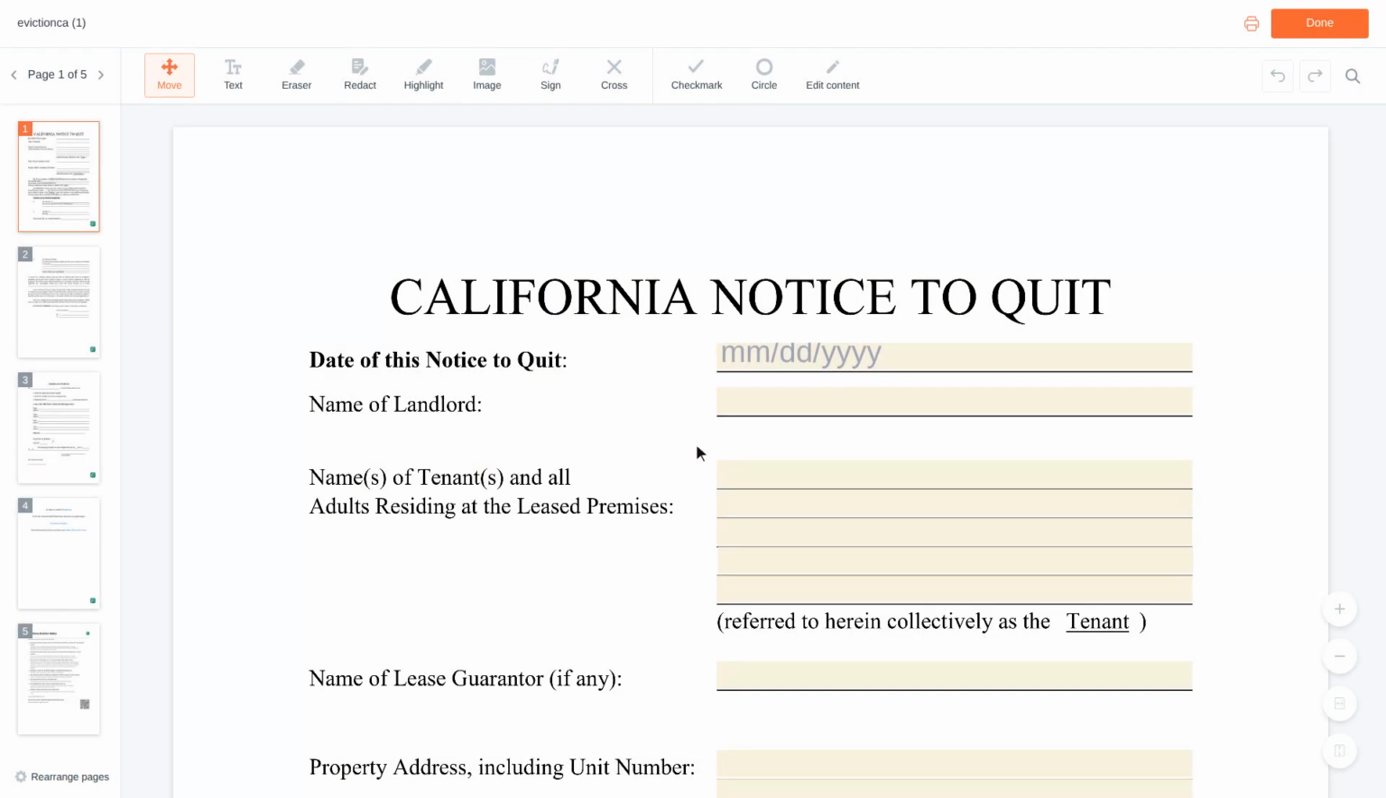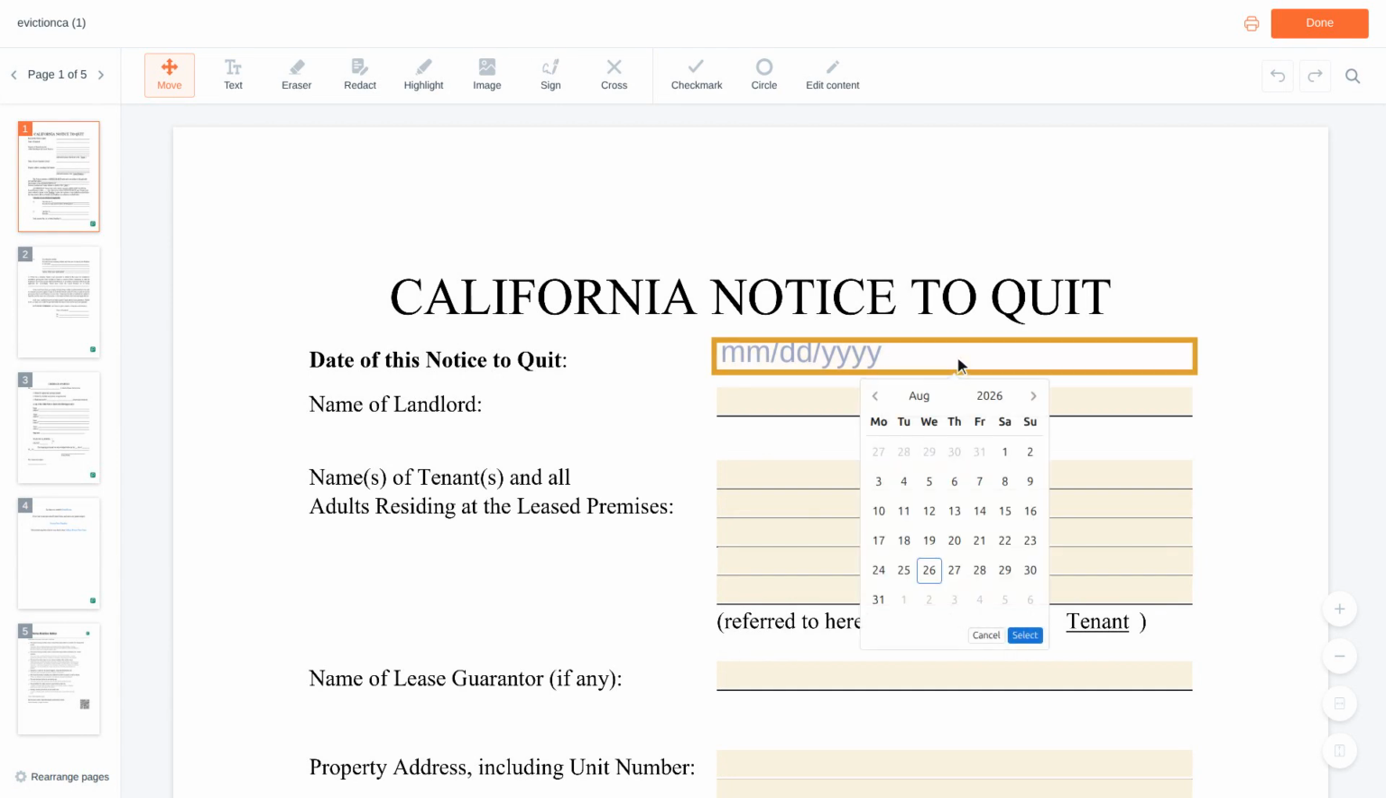Let's fill out the California Eviction Notice together, the written notice a landlord serves before an eviction case can begin, and check what the state asks of it as we go. Start at the top with the date of this notice. Then the landlord's name, in our example Anna Baker, and the tenant's, here Ben Carter.